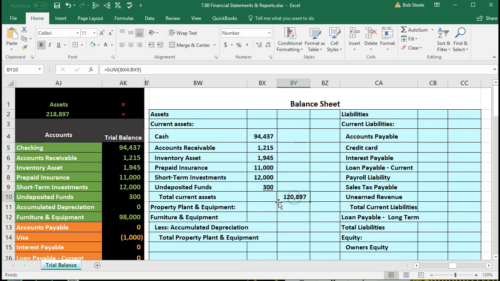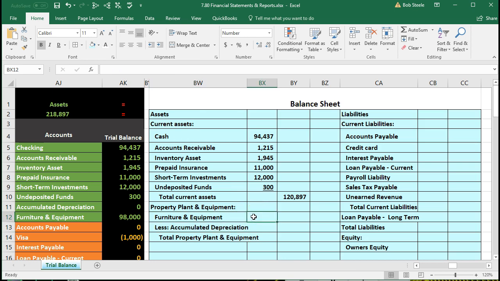And there we have it, 128.97. Now we're going to have the other subcategory, property, plant, and equipment. I'm going to indent this. Home tab. It should already be indented on your worksheet. And once again, we have a colon indicating that it's going to be a subcategory, and then we're going to have the accounts within it.